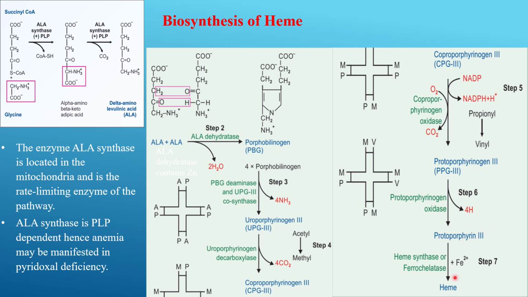In the last step, the incorporation of iron takes place, with iron in the ferrous state. The enzyme is heme synthase, or ferrochelatase, which converts protoporphyrin 3 into heme. So these are the overall 7 steps in the synthesis of heme.